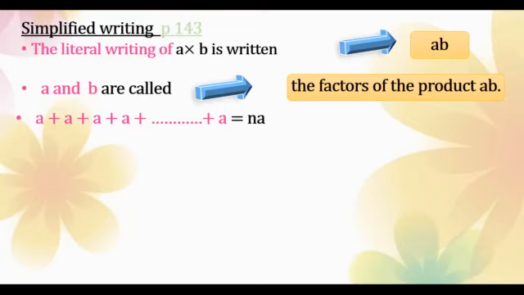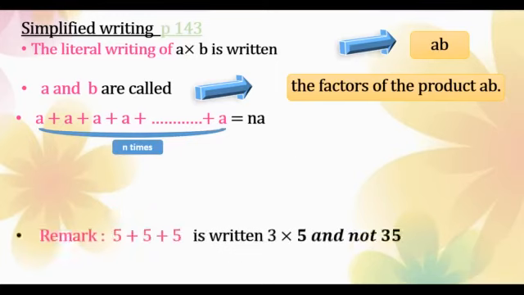So a plus a plus a plus a, and so on, with a lot of a's, up to the last a, is called n a. Instead of writing out the number of a's being added to each other, we say we have n a's. That's why it is called n a, which is n times a, because we are adding a by itself n times.